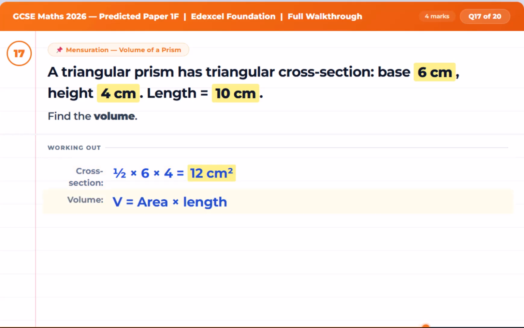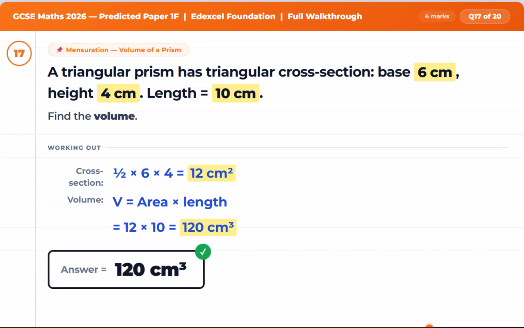Volume of a prism equals the cross-sectional area times the length. 12 times 10 equals 120 centimeters cubed. The volume is 120 centimeters cubed.